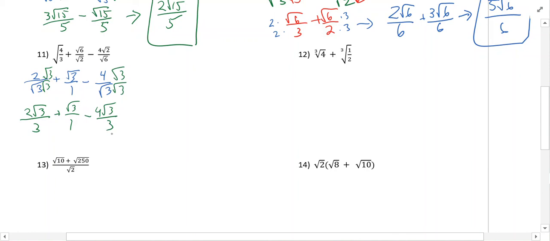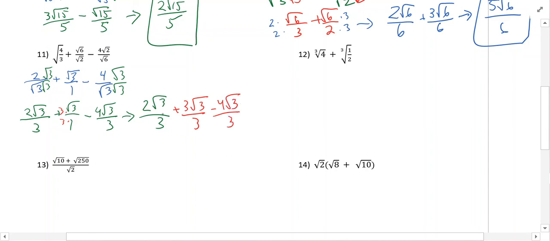Again, the rules of adding fractions or subtracting fractions, the common denominator. So the common denominator is going to be 3. So the first term already has 3 in the denominator, so I'm just going to rewrite it. The middle term, I'd have to multiply 3 to the top and to the bottom. So I'm going to get plus 3 rad 3 over 3. And the last term, I didn't have to do anything because it already had 3 in the bottom.